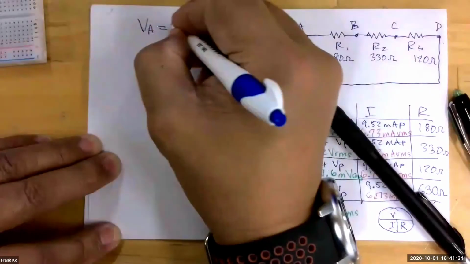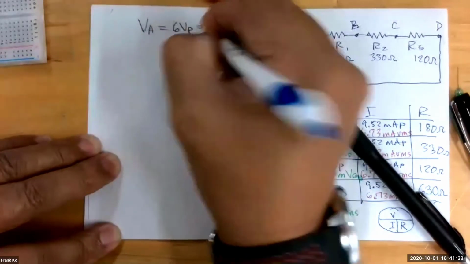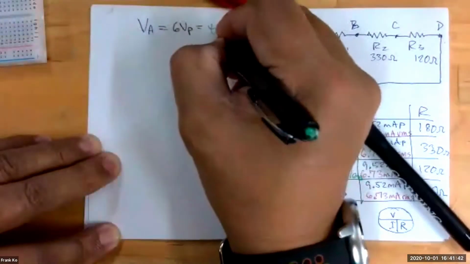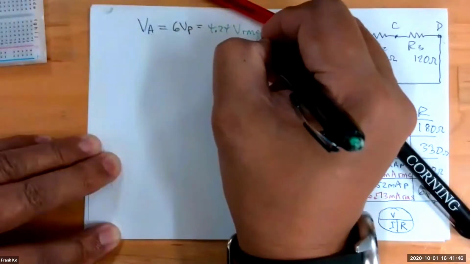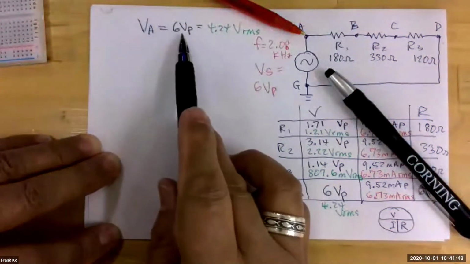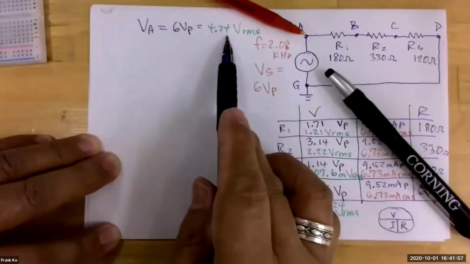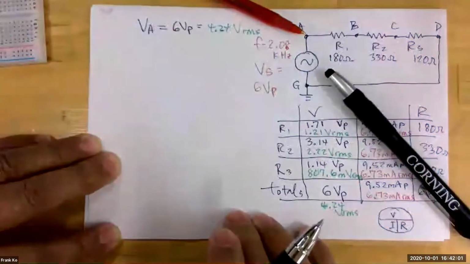I would expect to measure 6 volts peak, and I would also expect to measure 4.24 VRMS. So if I set my measurement to measure peak, I expect to see this value of peak. If I set my measurement to measure RMS, I would expect to measure this value of RMS, so 4.24 VRMS.